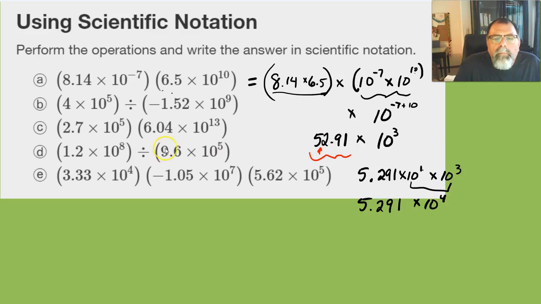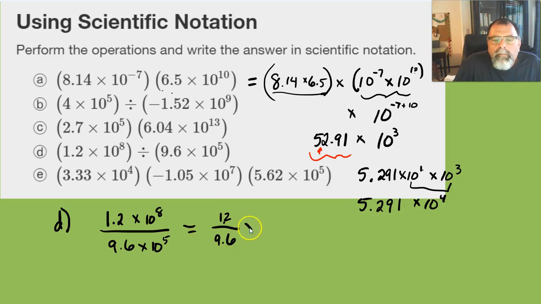All right, let's do one more. We'll do the divide one, D. So if I have 1.2 times 10 to the 8 divided by, I'm going to use the fraction bar, 9.6 times 10 to the 5th. I can split this up into two fractions. And with the calculator, I'm going to do that portion, which is 0.125.